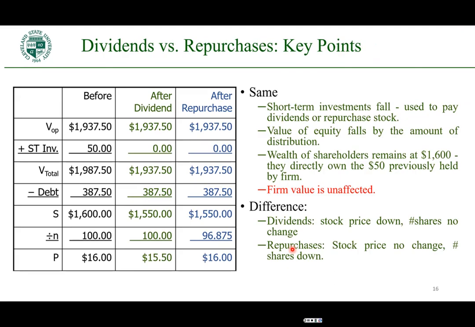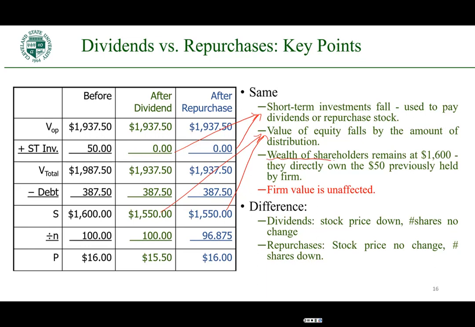Now let's summarize the difference between the dividends and repurchase after the distribution. What has been the same between dividend and repurchase is that short-term investment falls, as it was used to pay either dividend or repurchase stocks, by the same amount. And value of equity falls also by the same amount, equal to the distribution.